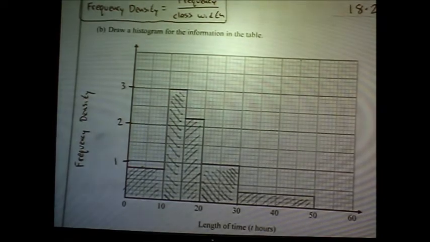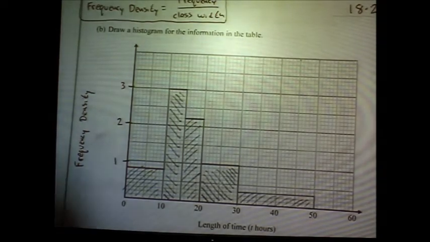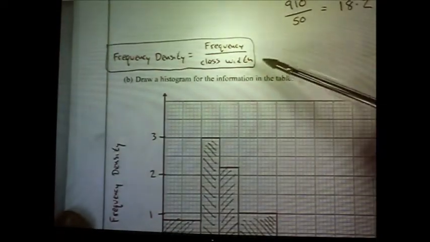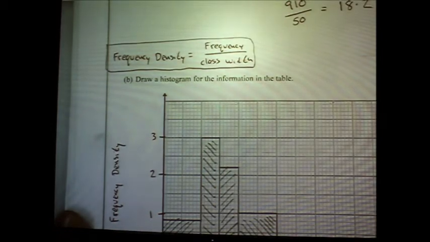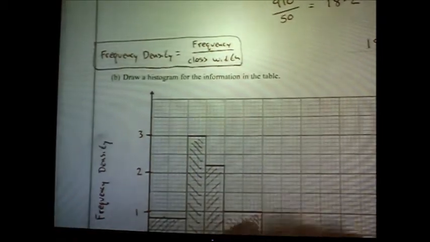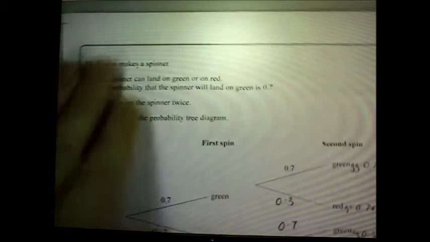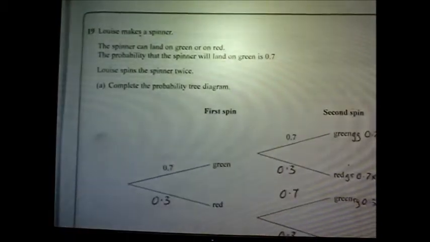But that will get you full marks on a histogram question. Just stress it again, you need to know this formula. Frequency density equals frequency divided by the class width. Next question, question 19. Louise makes a spinner.